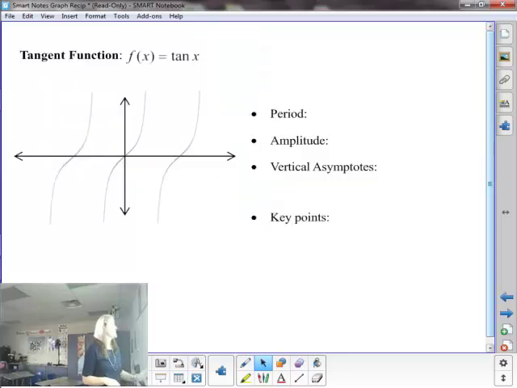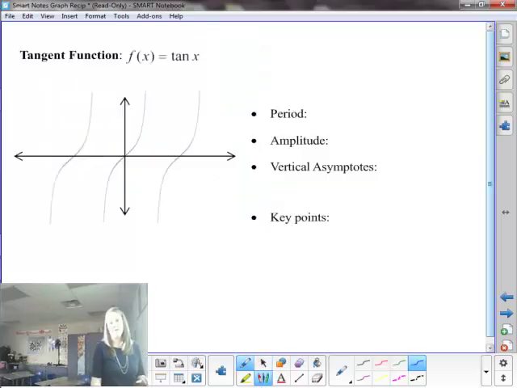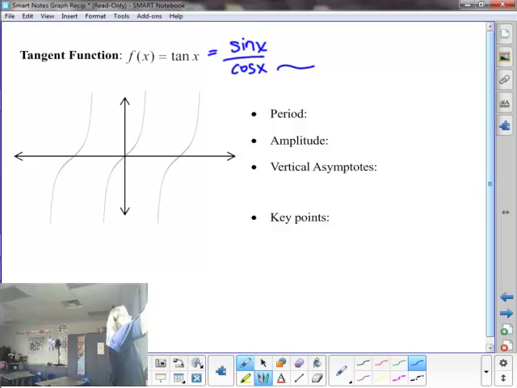All right, fast forward, let's get into some tangent. So tangent, we figured out from the first half of this chapter, is really just the sine value divided by the cosine value, okay? So keep in mind, anywhere cosine is 0 is going to create an undefined answer for tangent. And anywhere that the sine curve is 0 is going to create a 0 value for tangent.